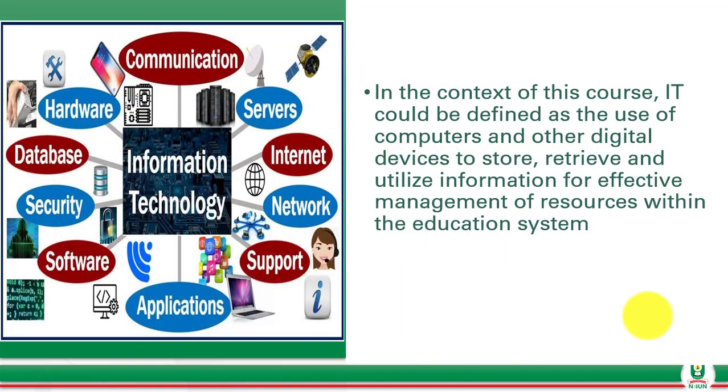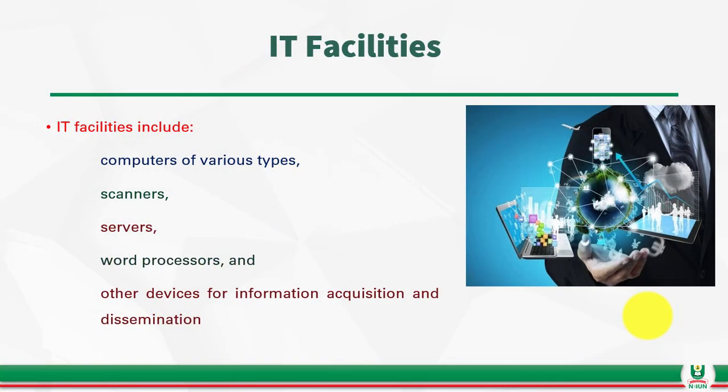In the context of this course, IT could be defined as the use of computers and other computer-related devices, basically to store, retrieve, and utilize information that will help in the effective management of resources. People at the highest level of management need this information to take critical decisions within an organization, and IT provides the ability to get the data, store, retrieve, and utilize the information for effective management of an organization. This is what IT does in every organization.